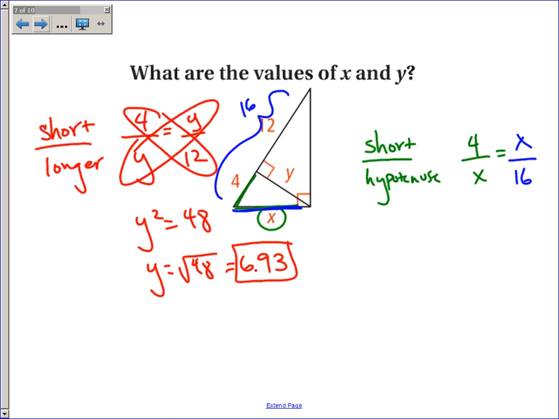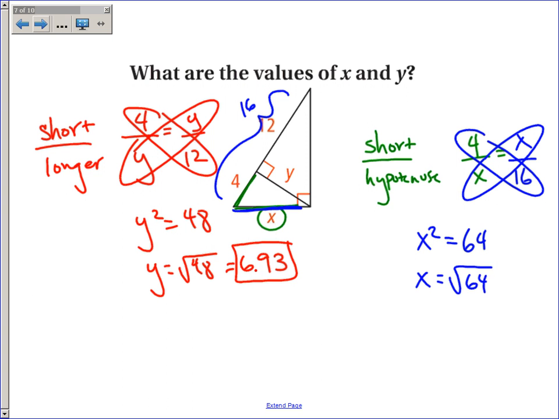So I will cross multiply. X times x is x squared. 4 times 16 is 64. I will undo the square by taking the square root, and I get 8. Okay, I hope that's helpful.